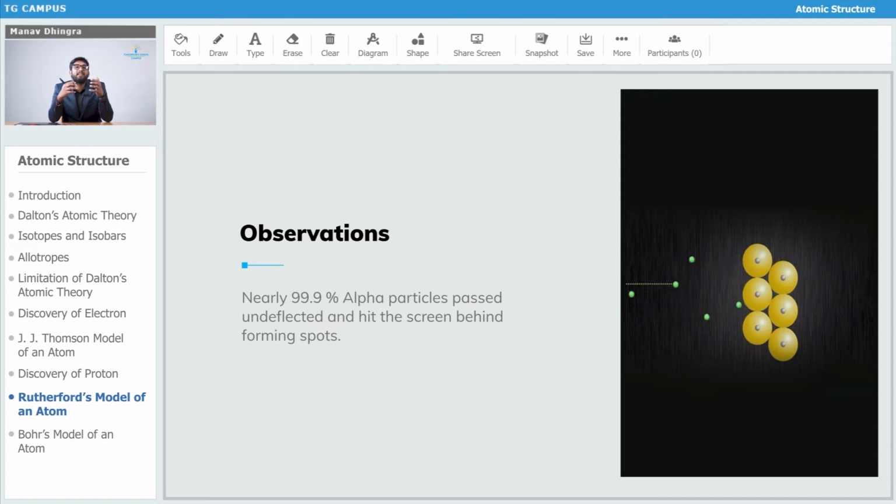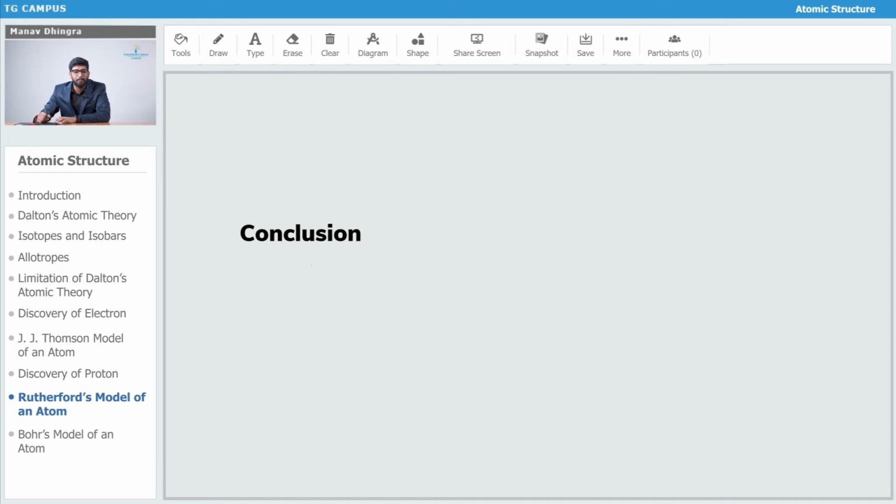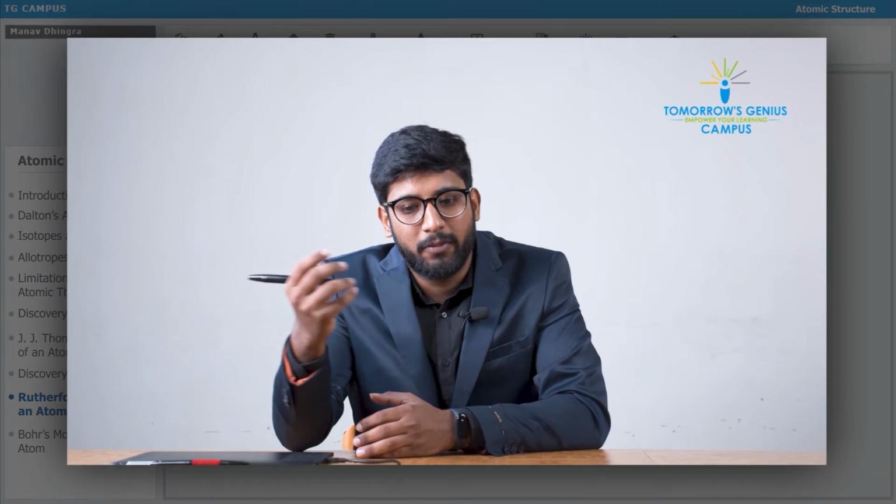Most of the alpha particles were not deflected and passed directly through the gold foil. The next observation was that very few of these alpha particles were deflected at a very small angle, and the last observation was that only 1 out of 20,000 are deflected at very large angles. These were the few observations about the Rutherford experiment. Now let's see what conclusions were made from these observations.